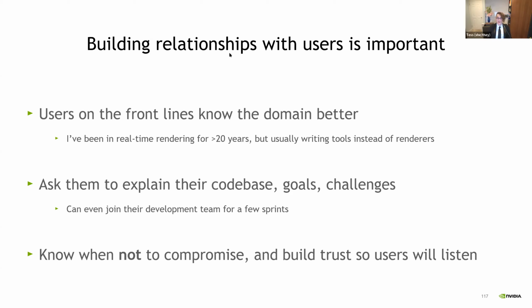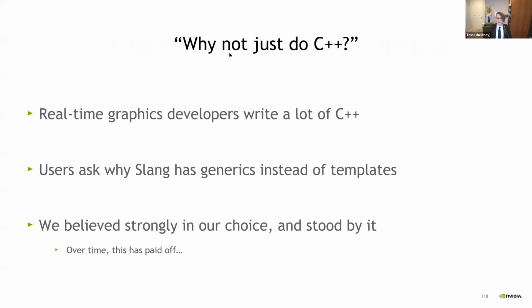And so to get into a concrete example of that, I want to address something that might actually be like an elephant in the room that people are already waiting to chime in with as a question, which is why not just do C++? Because real-time graphics developers write a lot of C++. And as we onboard new users for Slang, one of the first things many of them ask is, why do we have these generics instead of templates? I write templates all day in C++. Can't I just have those?